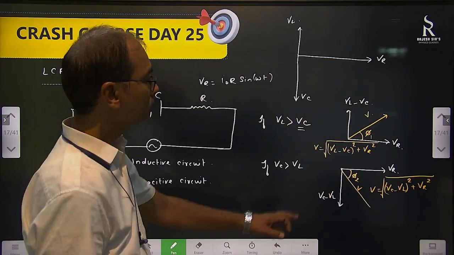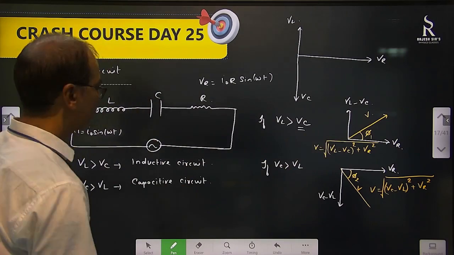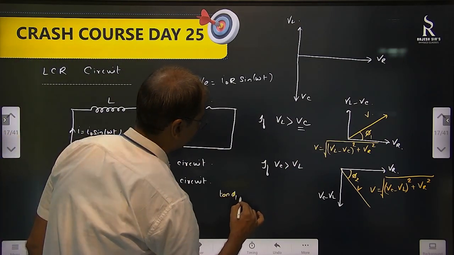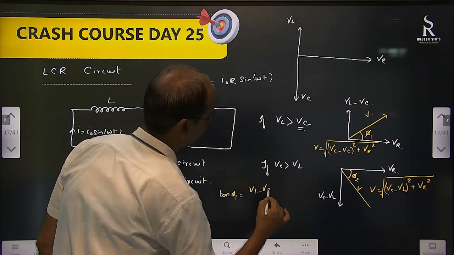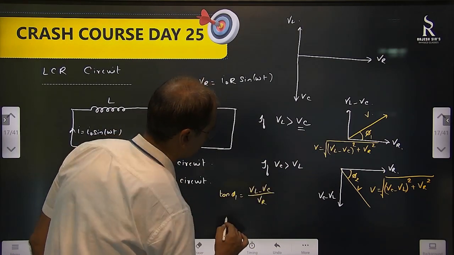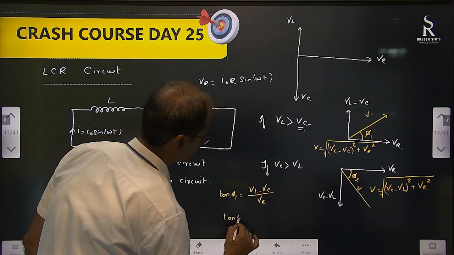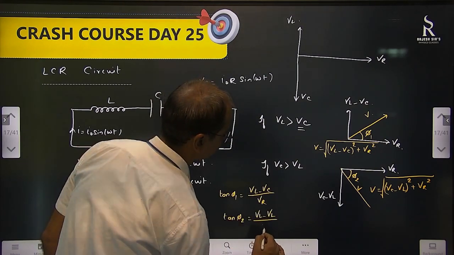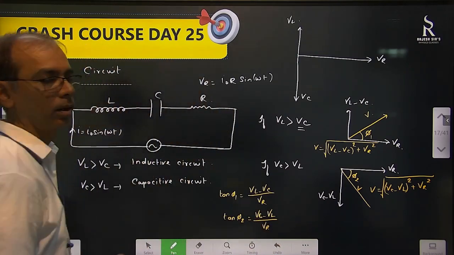Okay, what is here phi 1? So you write tan phi 1. Tan phi 1 will be what? VL minus VC by VR, and tan phi 2 is VC minus VL by VR.